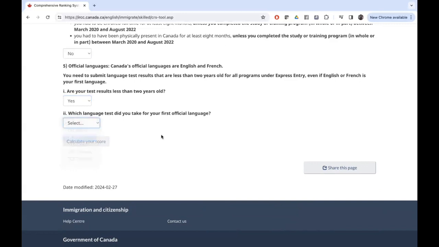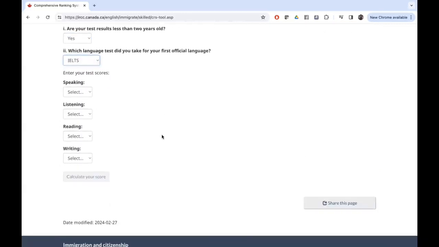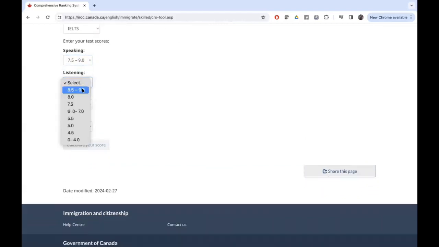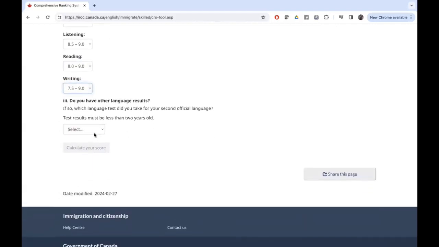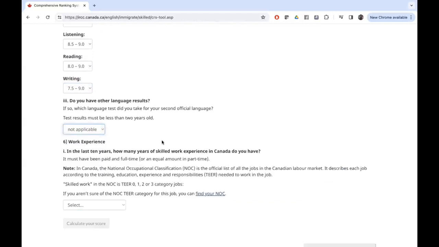So which language test did you take for your first official language? I select IELTS, English language test. So IELTS is general IELTS. Do not go for academic IELTS because it's not acceptable for express entry or any immigration class for Canada. So I select the highest score because then we get the highest marks for listening, 8.5 to 9. Reading, yeah, 8 to 9. Writing, let's say 7.5. Do you have other language results? I say no, not applicable.